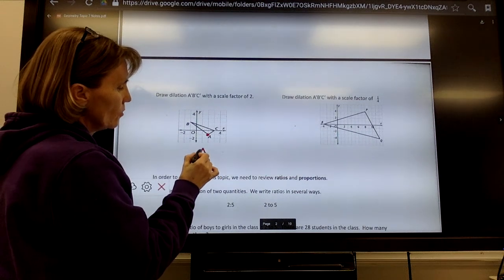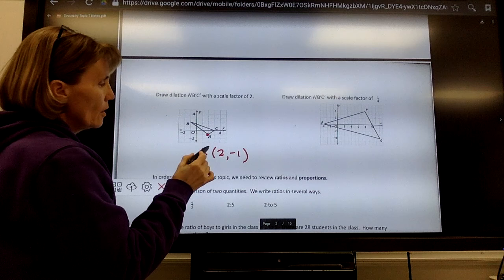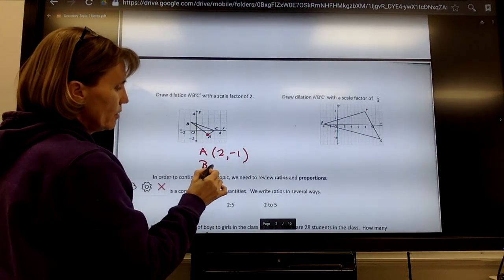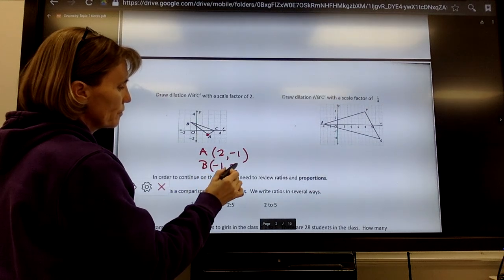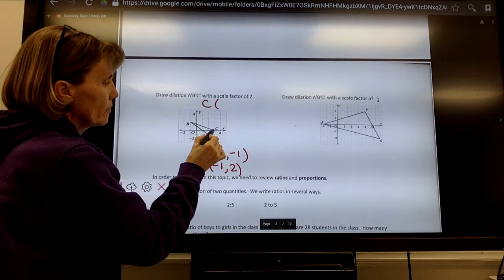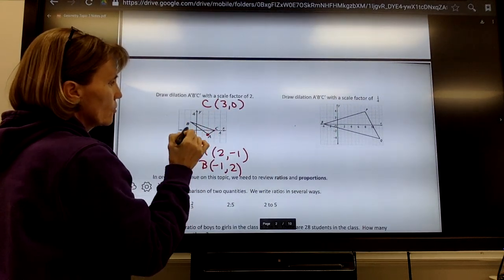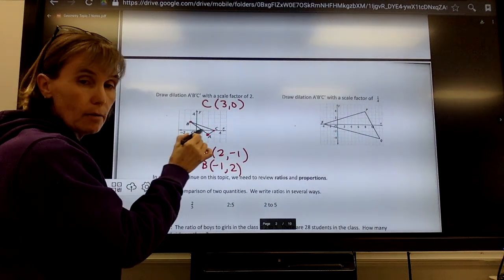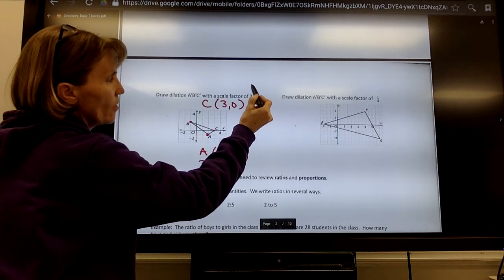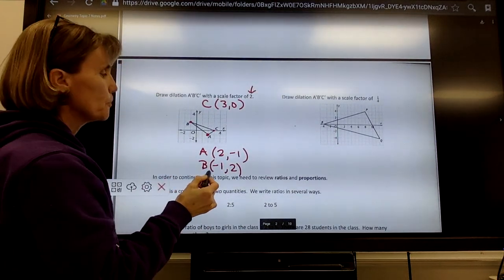A is located at 2, -1. B is located at -1, +2. And C is located out here at 1, 2, 3, 0. So we're going to take the different endpoints of the figure like that, and if I want to use a scale factor of 2, I'm going to multiply those coordinates by 2.